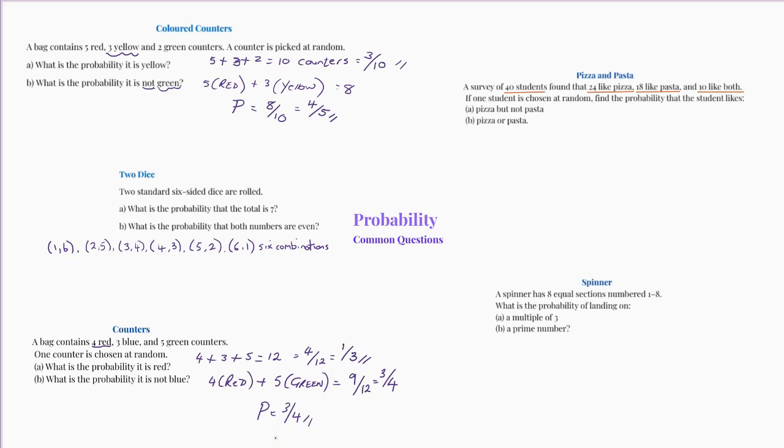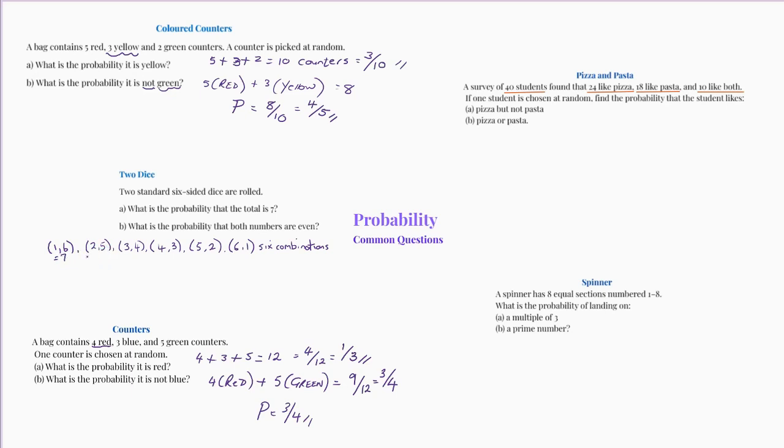So now let's go on where there's a little bit more wording, a little bit more thinking. So 2 dice. 2 standard 6-sided dice are rolled. Now it's asking you for the probability that the total is 7. What that means is how many combinations add up to 7. For example, I've rolled 2 dice. 1 comes on one dice and 6 on the other. That equals 7.